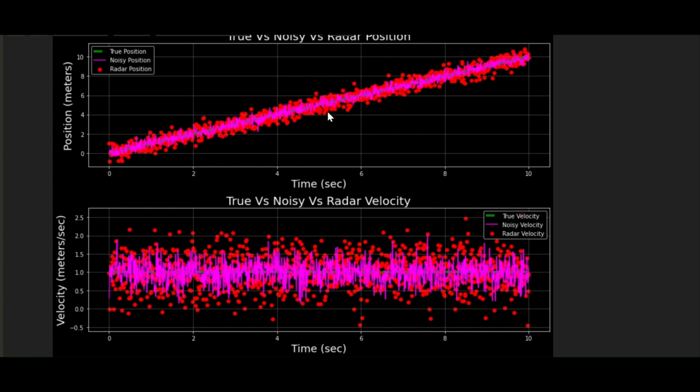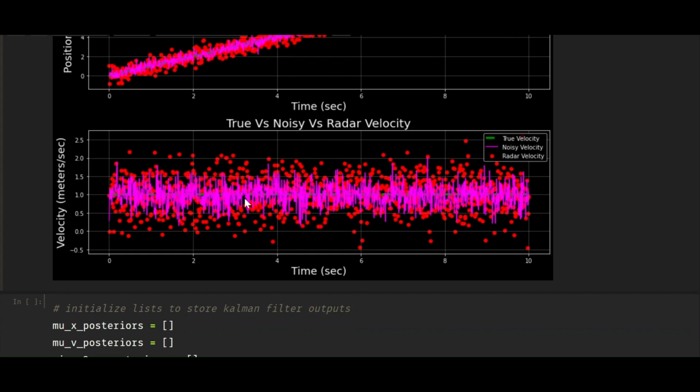These magenta oscillations are the process noise, and the red dots are the corrupt radar measurements. As you can see, they are fluctuating very wildly over the true position of the car. So the first plot is for the position and the second plot is for the velocity. Here again, this is the constant velocity, and the red dots are the radar's measurement of velocity, which are very, very noisy and corrupt.